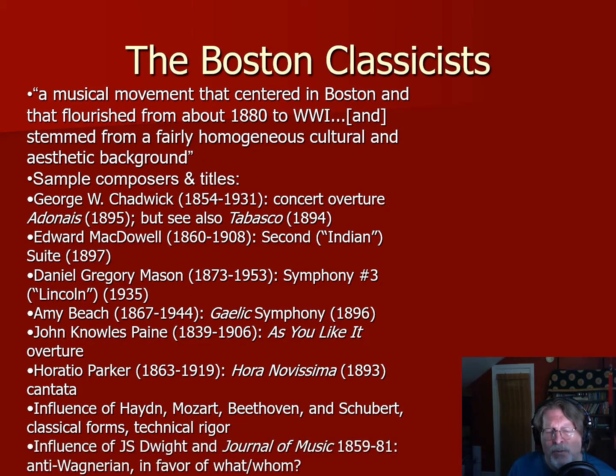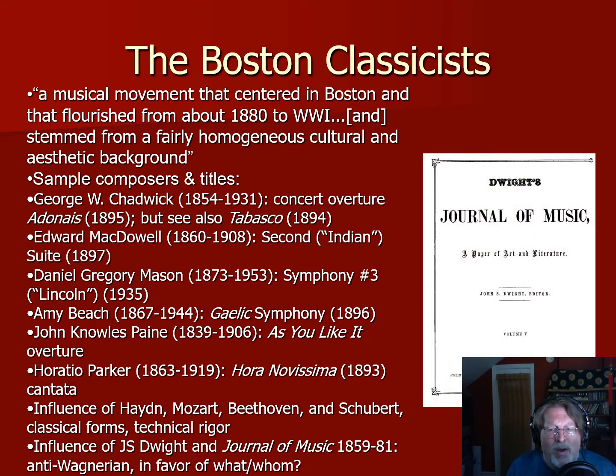I should also mention the influence of a non-musician, John Sullivan Dwight, who founded a weekly newspaper on the topic of music called the Journal of Music in 1859 and ran it for quite some number of years. Dwight was an anti-Wagnerian, that is, he was opposed to the cult of Wagner. He regarded Wagner as a misfire or a detour away from the tradition of Anglo-German music. In opposition to Wagner, he was a supporter of the tradition of Haydn, Mozart, Beethoven, Schubert, and quintessentially Brahms.